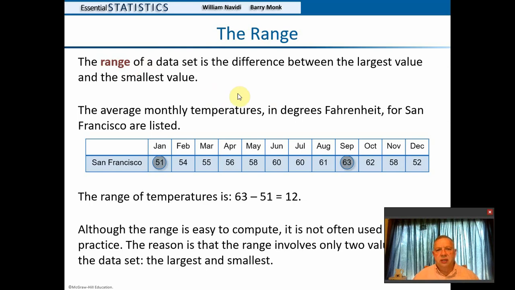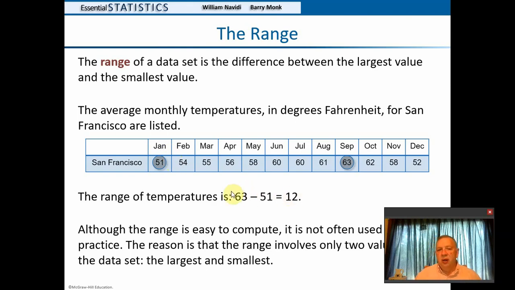Here the average monthly temperatures in degrees Fahrenheit for San Francisco are listed. Here are the different months, and here's the average temperature for each month. So the range is the subtraction of the smallest value from the largest value. Given my data set, I want to go through the data and look for the largest value. Then we'll go back through, find the smallest value, and subtract the smaller from the larger. So 63 minus 51 is 12. That gives me the range of the data.